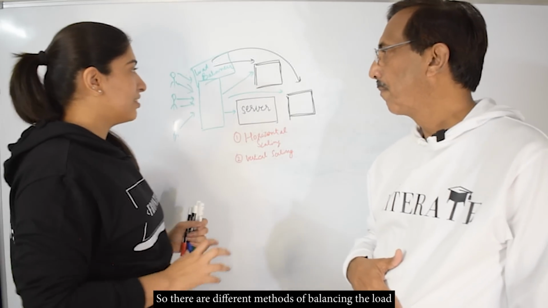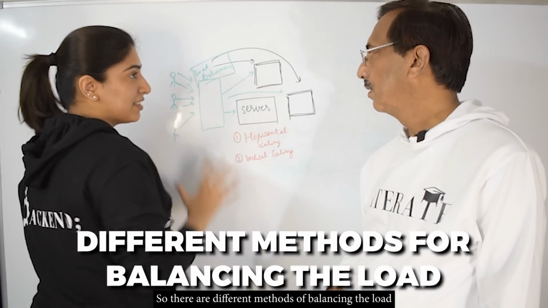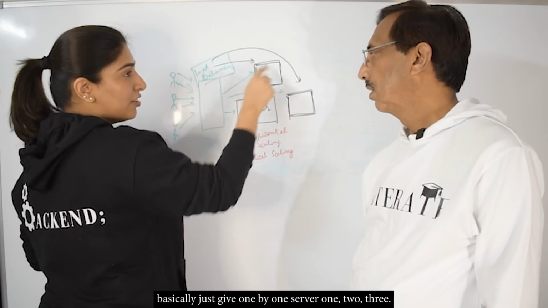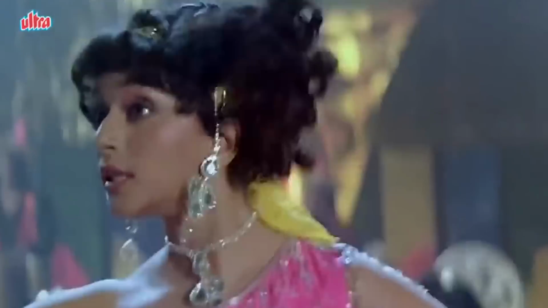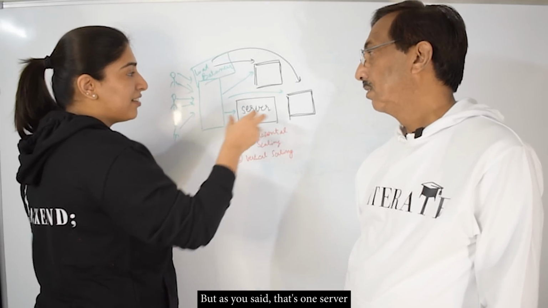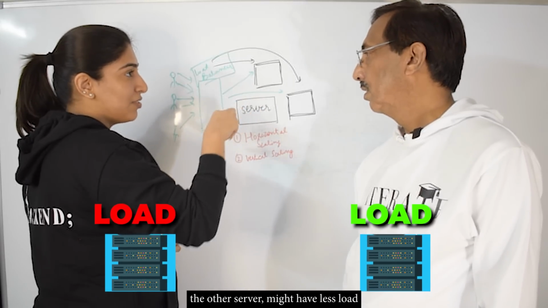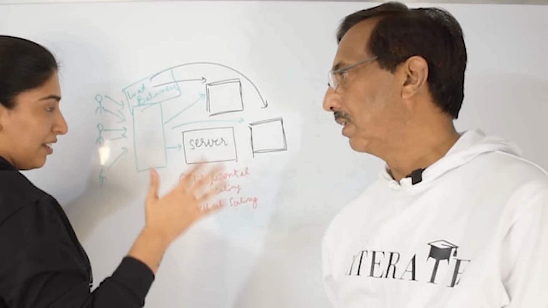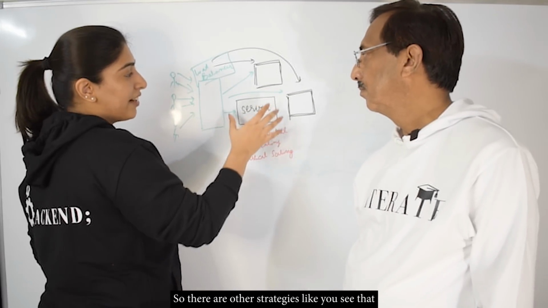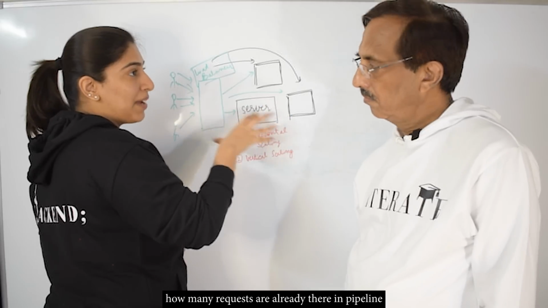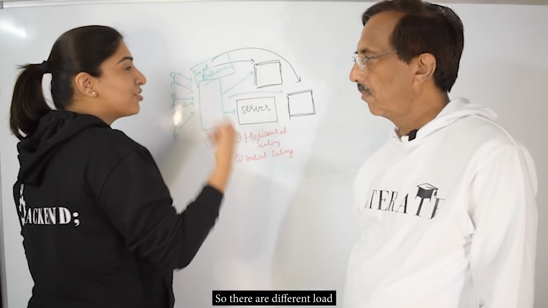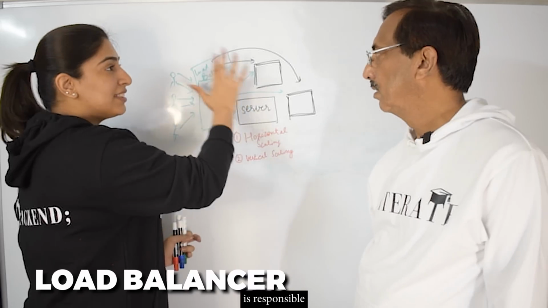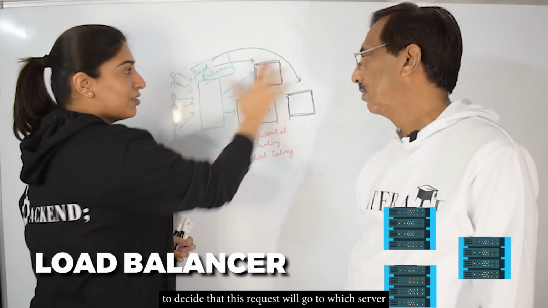Very good. So there are different methods of balancing the load, different strategies. One is, say, round robin. Basically you just give one by one: server 1, 2, 3, 1, 2, 3, 1, 2, 3. But as you said, one server might have a lot of load and the other server might have less load. Round robin will work only if the load is equally distributed. Correct. So there are other strategies, like you see how many requests are already in the pipeline, and then you balance it out accordingly. So there are different load balancing strategies, or different ways to balance the load. The load balancer is responsible to decide which server this request will go to.